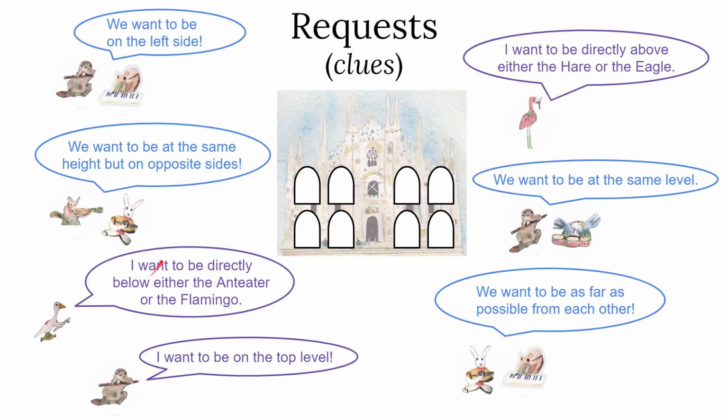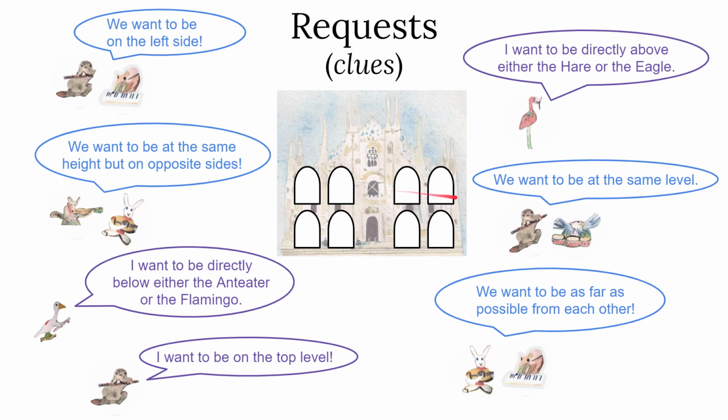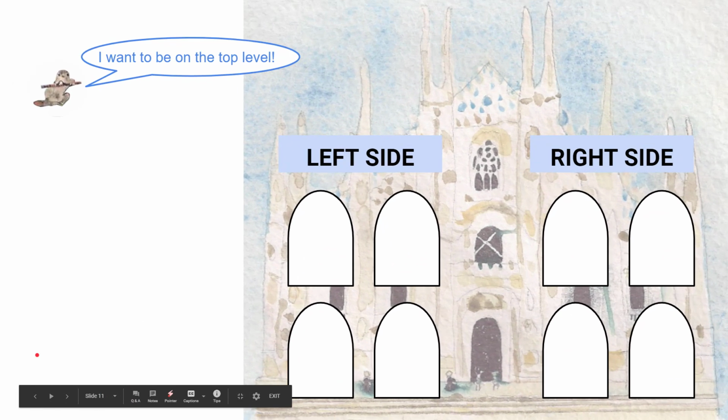So the dog will say I want to be directly below either the anteater or the flamingo. That's a little more complicated. The beaver would say I want to be on the top level, so that's kind of easy. There are only 4 different options, and so on. We have 7 different clues. So let's illustrate what happens in detail.